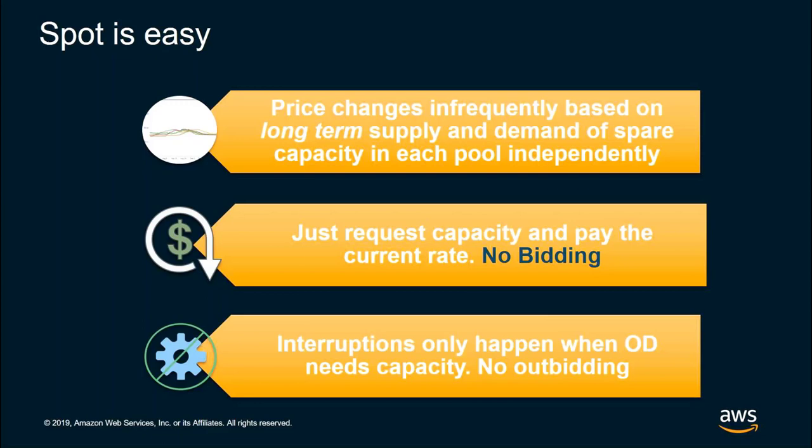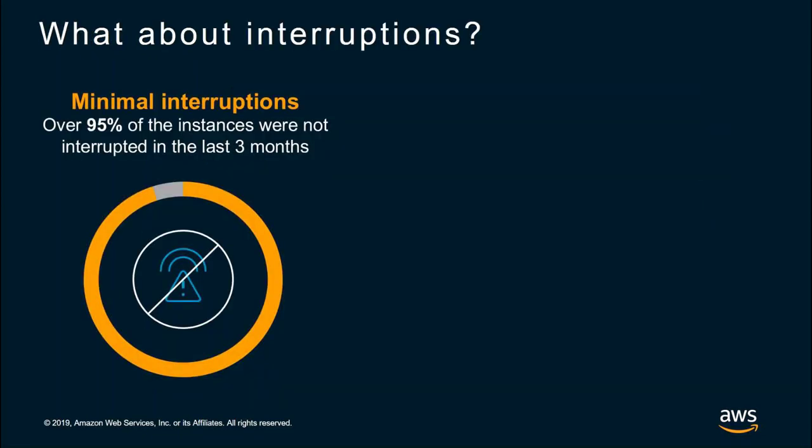Interruptions will happen when on-demand needs the capacity back. So when customers launch more on-demand instances in the capacity pool where you're running Spot instances, your Spot instances could get interrupted. And with that, let's dive a bit deeper into interruptions. We know that generally speaking, less than 5% of Spot instances globally are being interrupted by EC2.